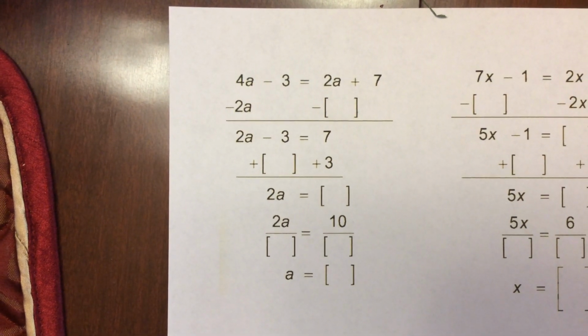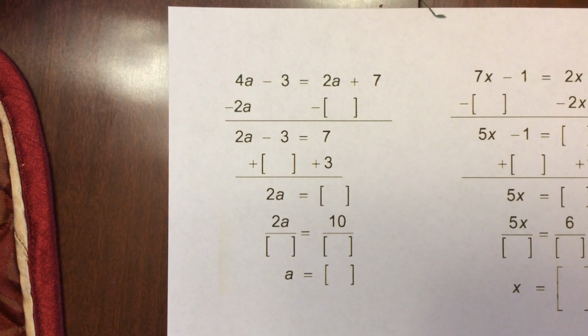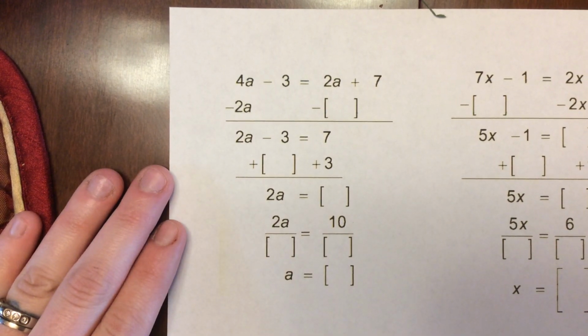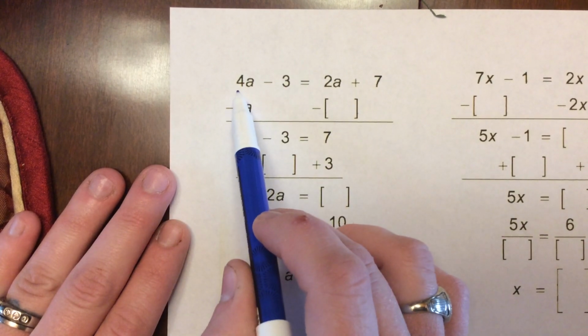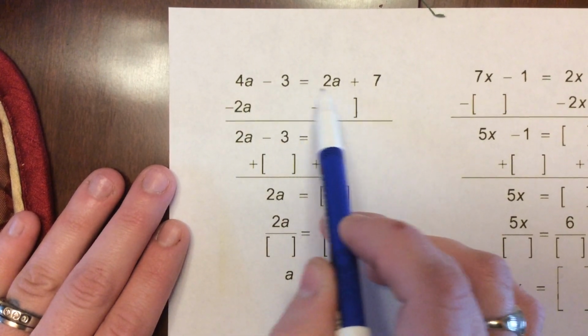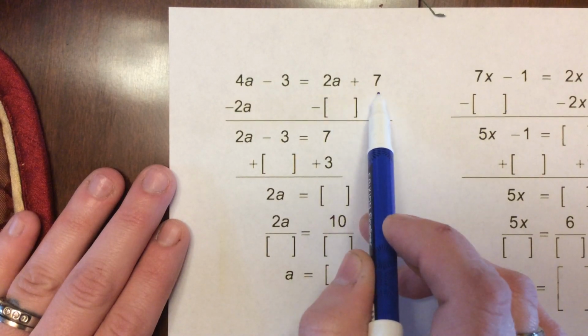Okay, so I just wanted to go over how to solve a couple of these equations by hand. So we'll start with this first one. The equation is 4a minus 3 equals 2a plus 7.